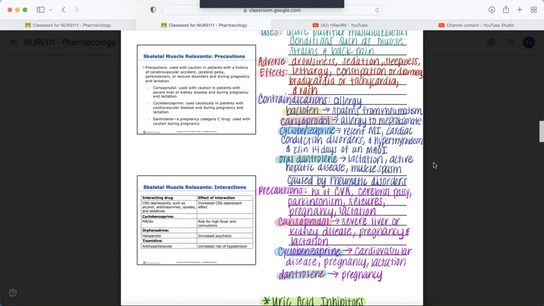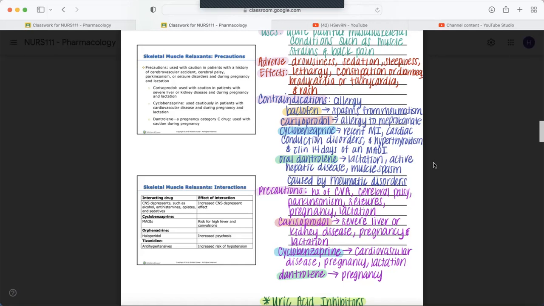We don't give baclofen to anyone who is experiencing spasms of rheumatism. Carisoprodol, we don't give to anyone who has an allergy to meprobamate. Cyclobenzaprine, we don't want to give to anybody who's had a recent heart attack or has an issue with cardiac conduction, like some type of block, or has hyperthyroidism. Additionally, if your client has taken an MAOI in the last 14 days, they should not take cyclobenzaprine. We don't want to give oral dantrolene to anybody who is lactating or has active hepatic disease like hepatitis, or is experiencing muscle spasm related to rheumatic disorders as well. So spasms from rheumatism.